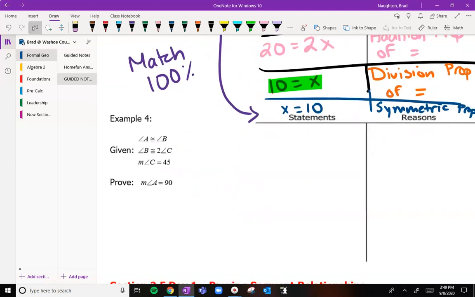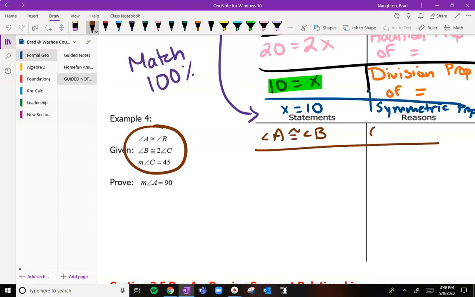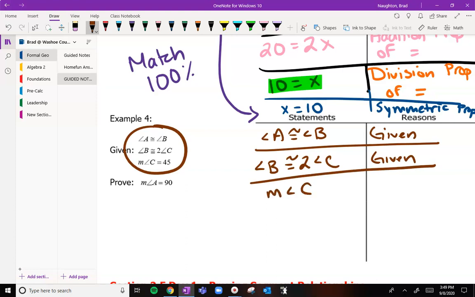All right, example 4. Now, example 4 is a little funky. I have no diagram, and I have 3 givens. So each given gets their own spot. But I'm going to write them in the same color since they're all given. Even though technically they're not written in the correct manner, we'll let it slide. All right, given, because I have 3 givens, okay? So I'm going to prove that A is equal to 90, so we'll get there.